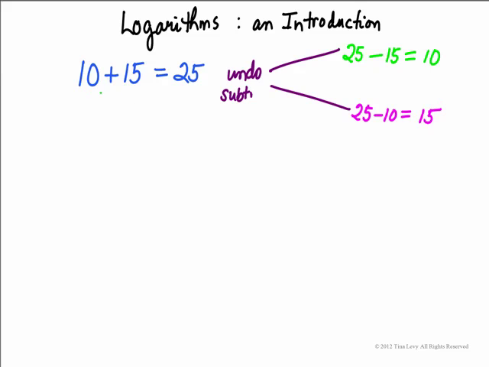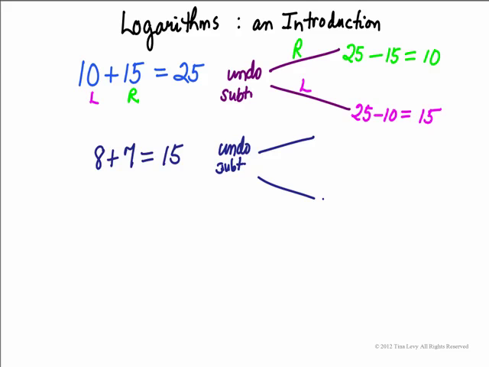Because 15 in this expression, 10 plus 15, is on the right, I'll say that this is undoing this addition problem on the right. Because 10 is on the left, we'll say this is the sentence that undoes it on the left. Following this, if I said 8 plus 7 is 15, we'll just practice undoing this in this new way. Undoing this on the right, it's 15 minus the 7 is on the right, and we come up with the other number, which is 8. On the left, it's 15 minus the 8 is on the left, and we come up with the number 7. We have undone this addition sentence two ways.